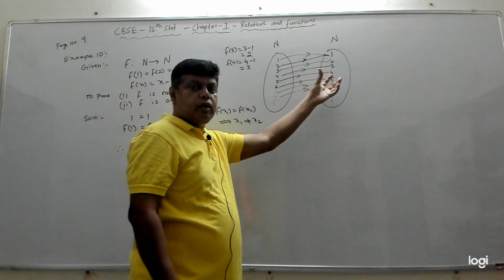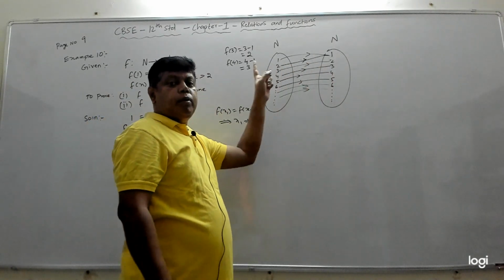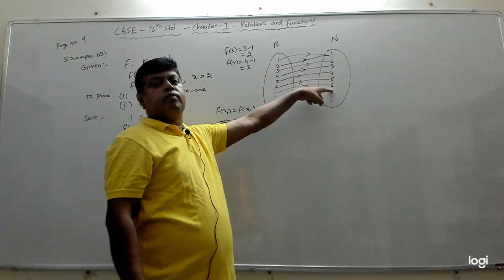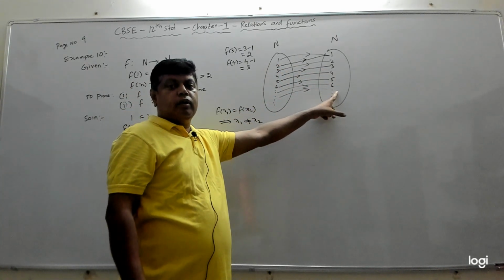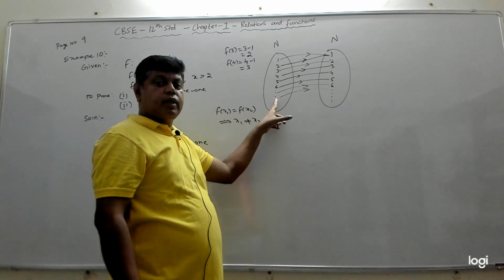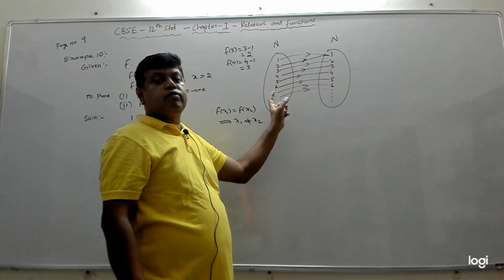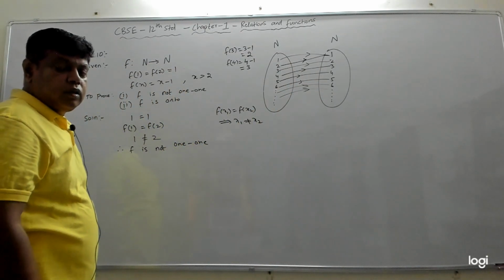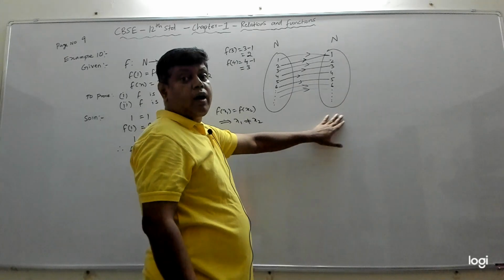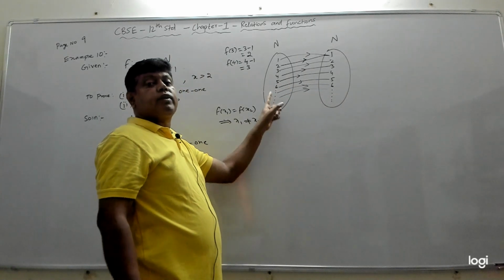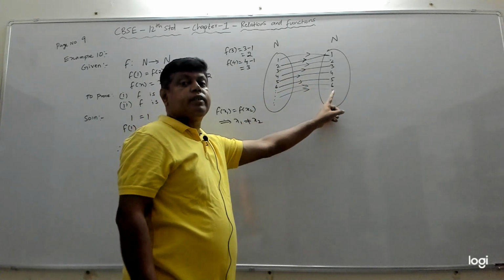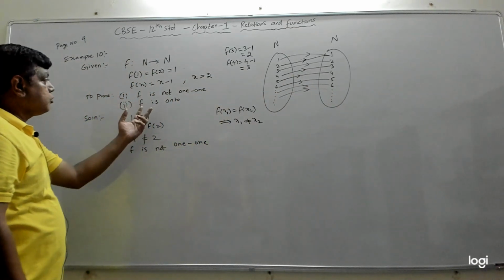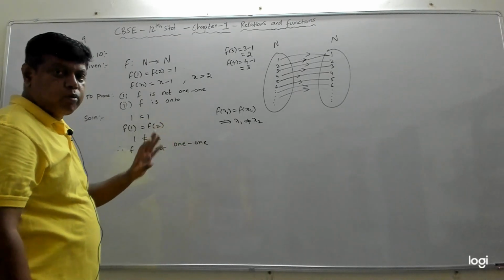If I take any number here, I should be able to find an x here such that f of x is mapped to this y. Any y that I find here, I should be able to find an x such that f of x equals y. That is the definition of onto. Even if one element fails, then it is not onto. So here they are saying to show that it is onto.